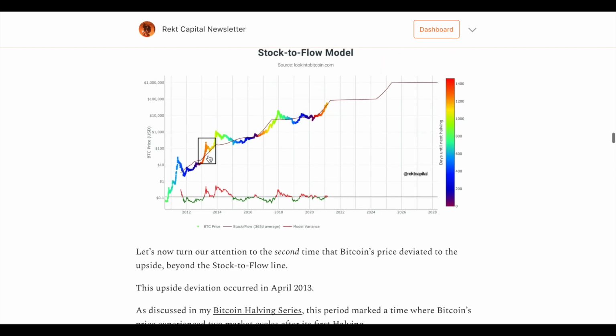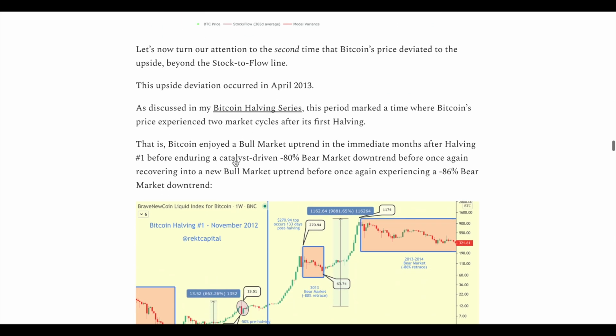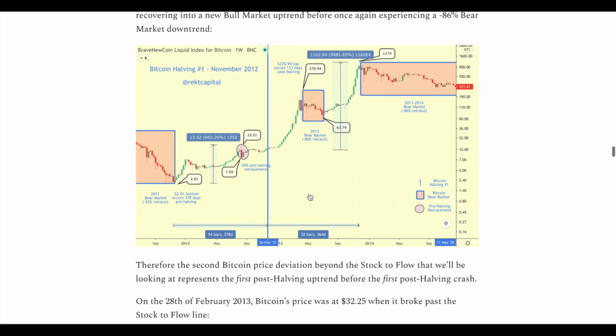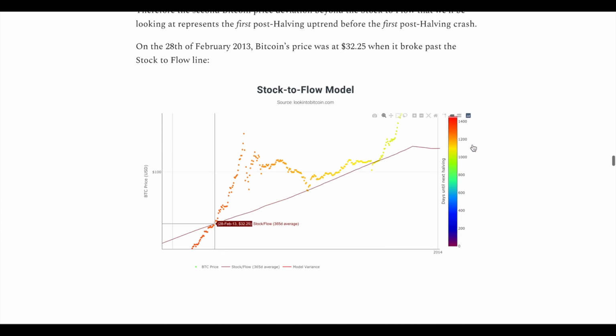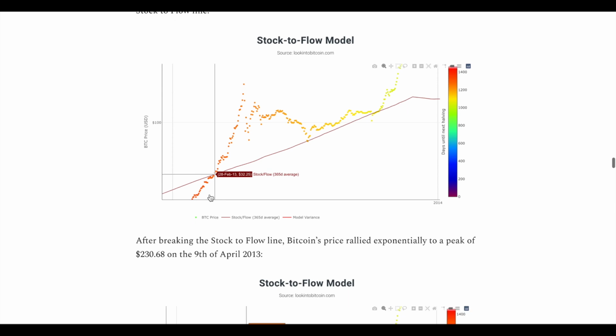you'll notice that after the halving, we saw 2 market cycles, 2 bull runs and 2 bear market corrections. And this is essentially why I go into a bit more detail in the article, because it's clear as day. Here's Bitcoin halving number 1, and you see a bull trend, 80% bear market correction, and then another bull trend, and then an 86% bear market correction. So it's really important to just understand that we have 2 market cycles after that immediate halving, and this is reflected in the stock to flow deviations.